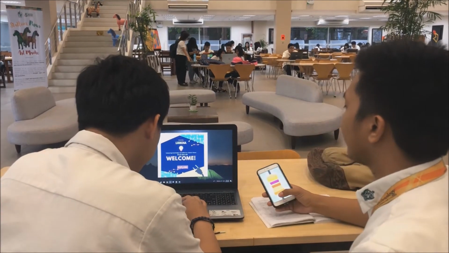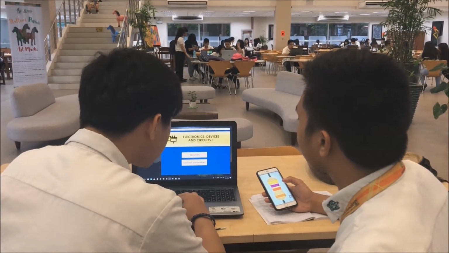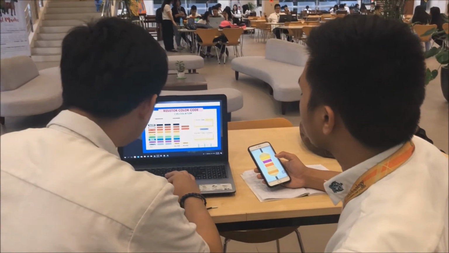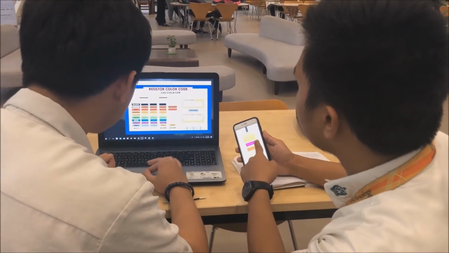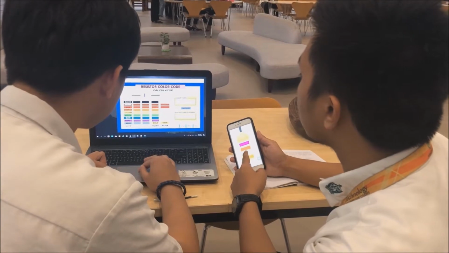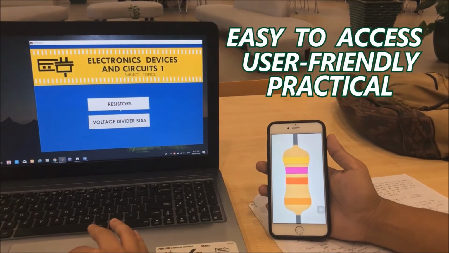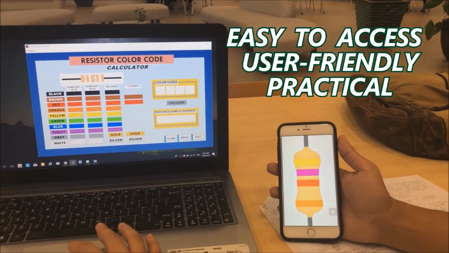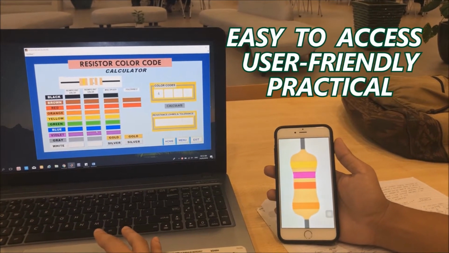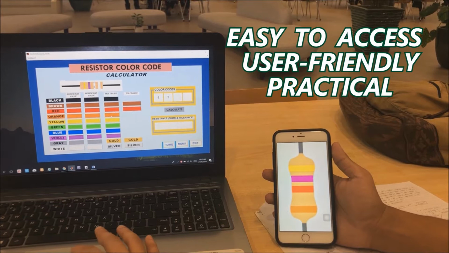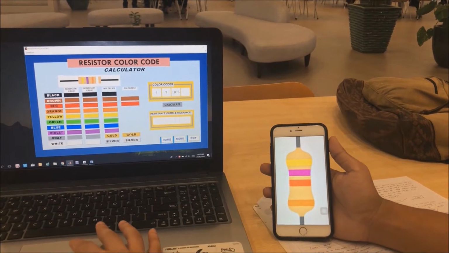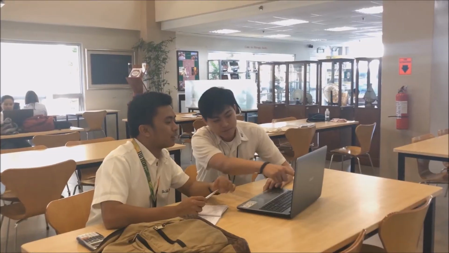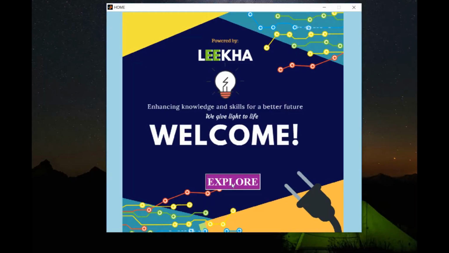With the help of the resistor color code calculator and the voltage divider bias calculator, your life will become much more convenient. Easy to access application, user-friendly interface, and yes, another practical way of solving resistor problems. Now here is how it works.